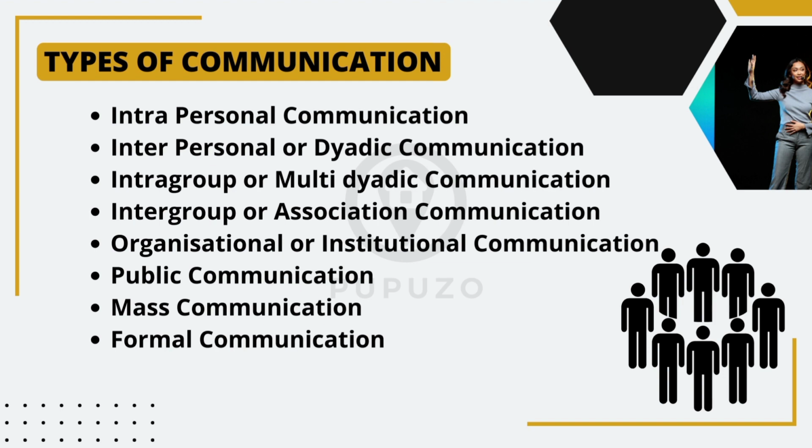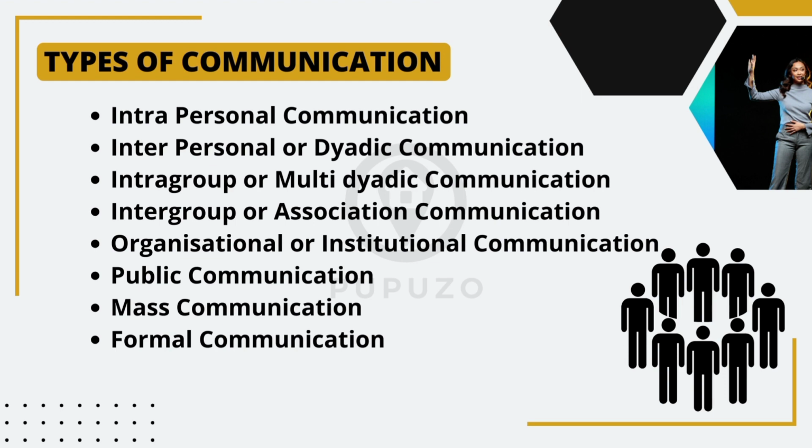Mass communication involves reaching a large audience through various media channels. It can be electronic, such as television, or print, such as magazines and newspapers. Unlike other forms of communication, mass communication typically does not provide immediate feedback from the audience.